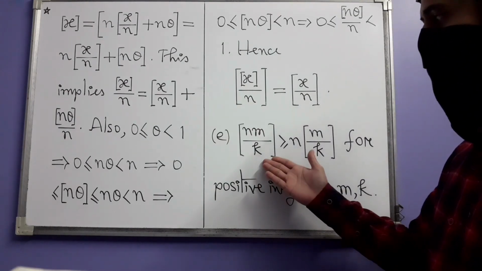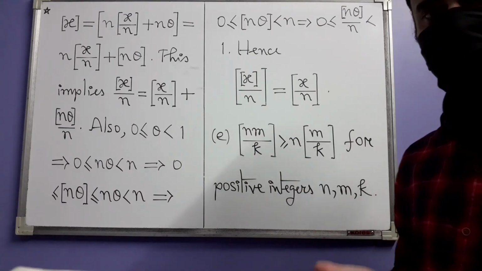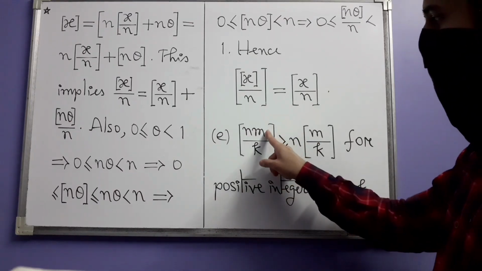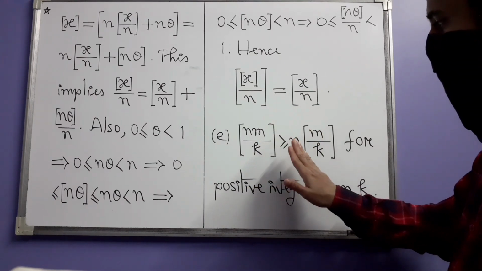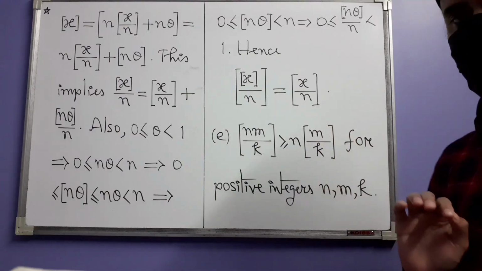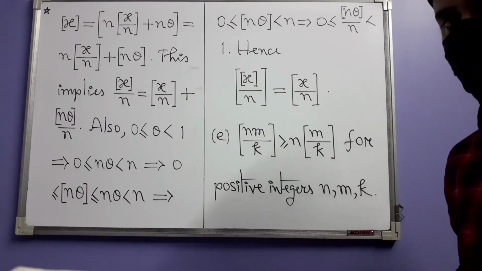Next we have part E. Instead of calling it greatest integer every time, let us call it box. Box of nm divided by k should be proved to be greater than or equal to n times the box value of m divided by k, where n, m and k are any positive integers.